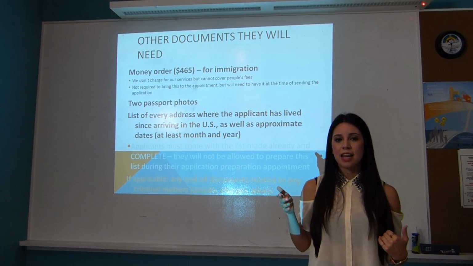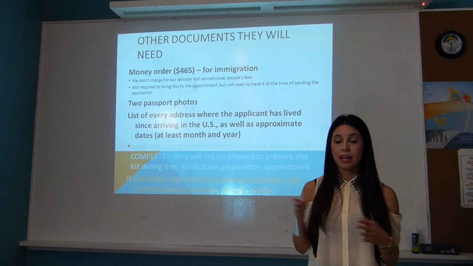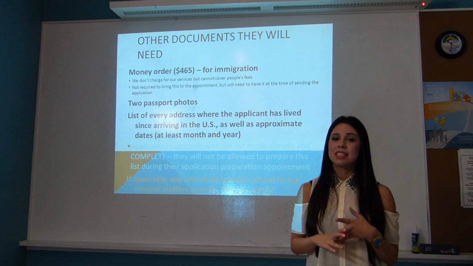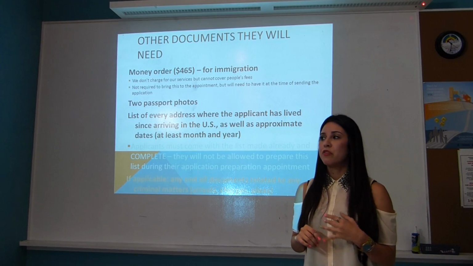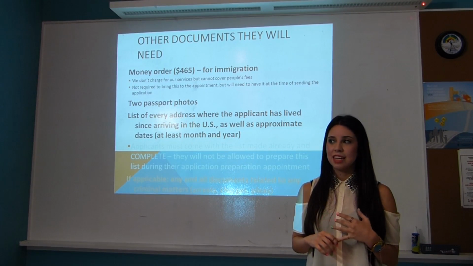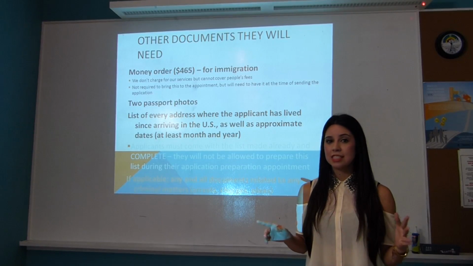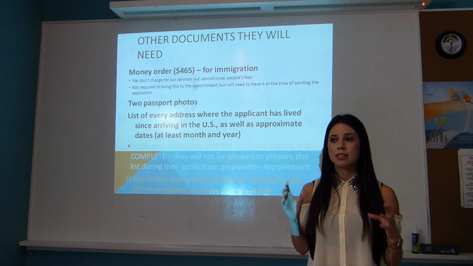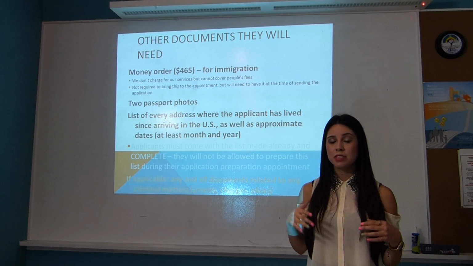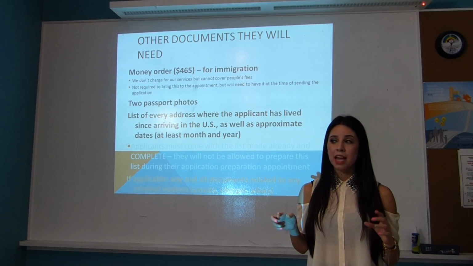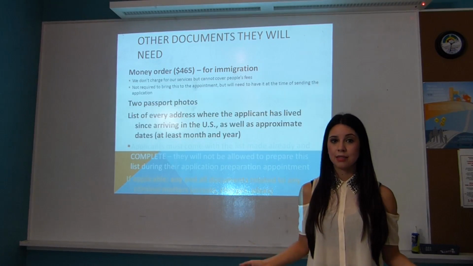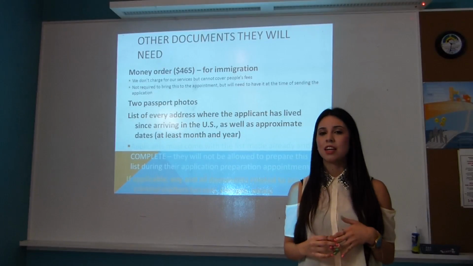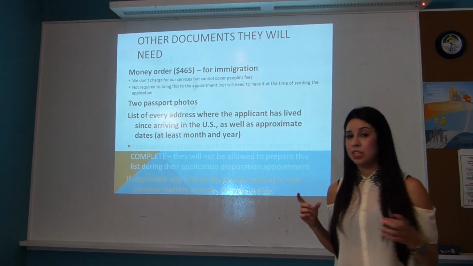A really important one for their application is that in the information packet that was sent, we also send them a list that they need to fill out with all of the addresses that they've ever lived at since they lived in the United States. So if an applicant lived in the United States and they moved twice, then they need to include those 2 addresses and approximately the day, month, and year that they moved in and out of those addresses. If an applicant moved 15 times, they're going to need to remember those 15 addresses and approximately the day, the month, and the year that they moved in and out of each home.